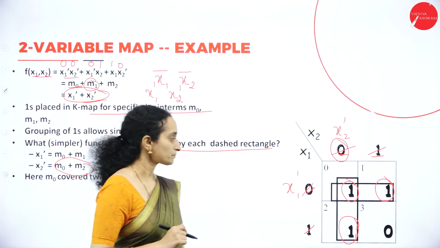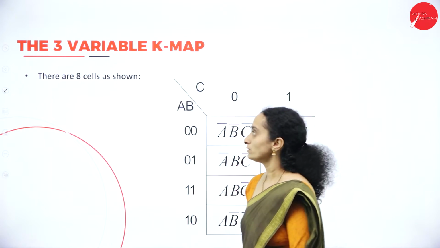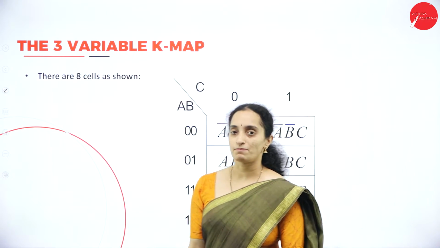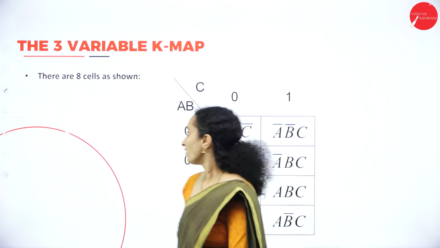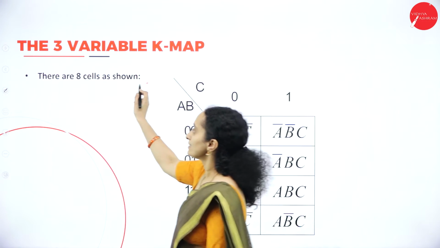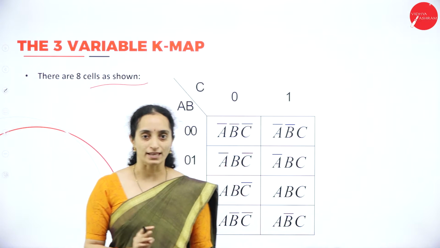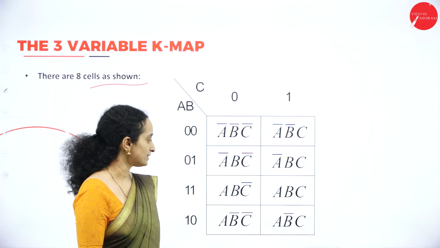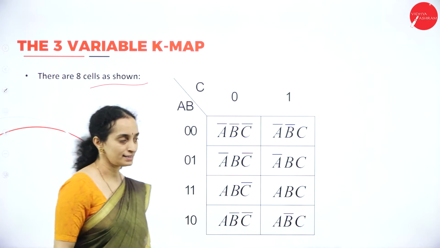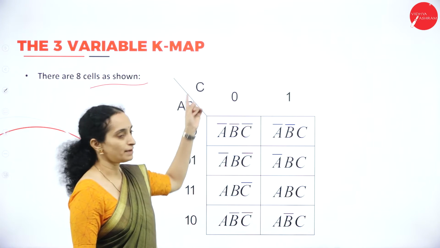All right. Now let us move on to the 3 variable map. There are 8 cells since it is 2 to the power of 3, so we have 8 cells that can be represented like this. So that is A, B, C.